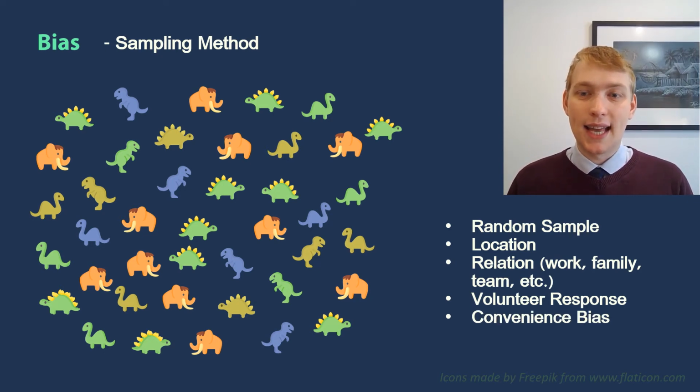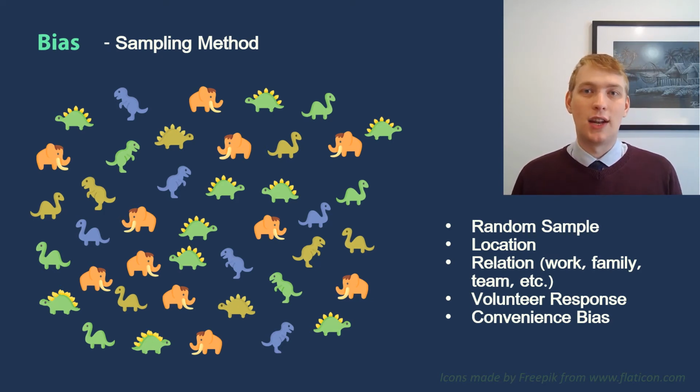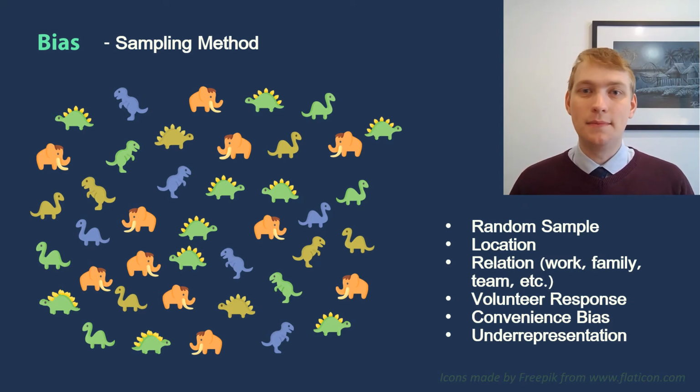Convenience bias, again, is like this relation to people, location. It's where we have people, say, on a database, and it's easy to email them, but maybe they don't actually represent the population that well. So convenience is generally talking about that sort of thing. Finally, underrepresentation. If our sampling method doesn't give us a big enough sample, we get one person, we're going to get a very different result to what the population would generally be.